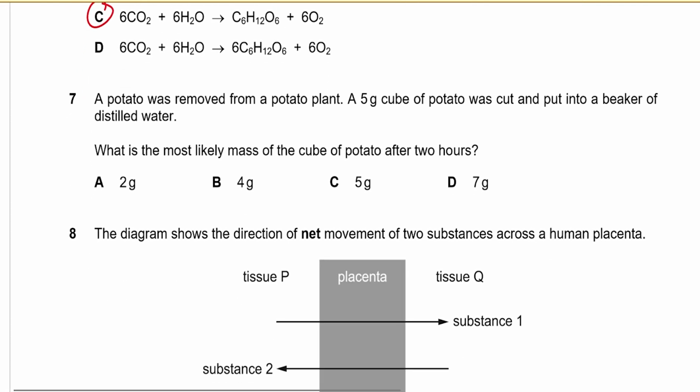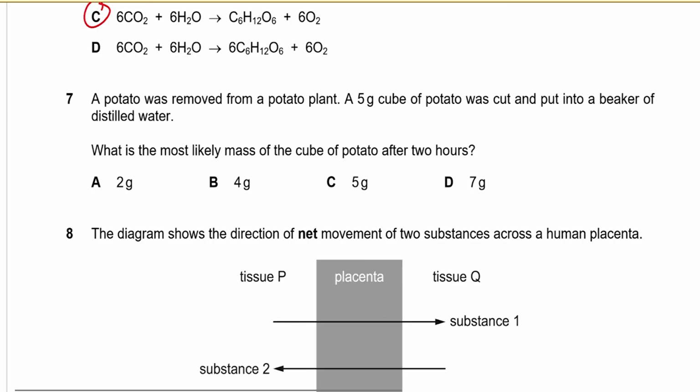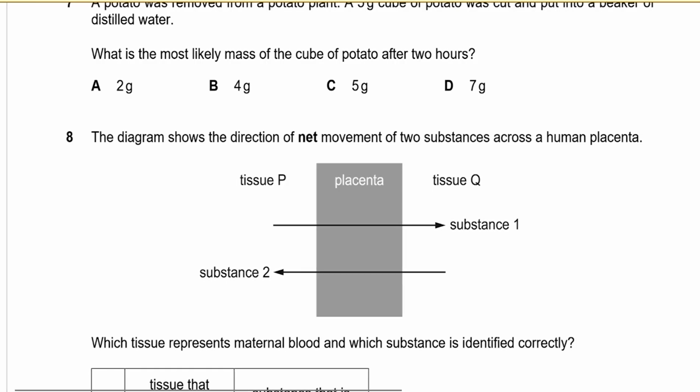Number 7 says, a potato was removed from a potato plant. A 5 gram cube of potato was cut and put into a beaker of distilled water. What is the most likely mass of the cube after 2 hours? Now, the potato cube is put in distilled water. The distilled water has higher water potential than the potato cube. So at the end of the day, water will keep on moving into the potato cube by osmosis, and as water is moving in, the potato cube will gain mass.